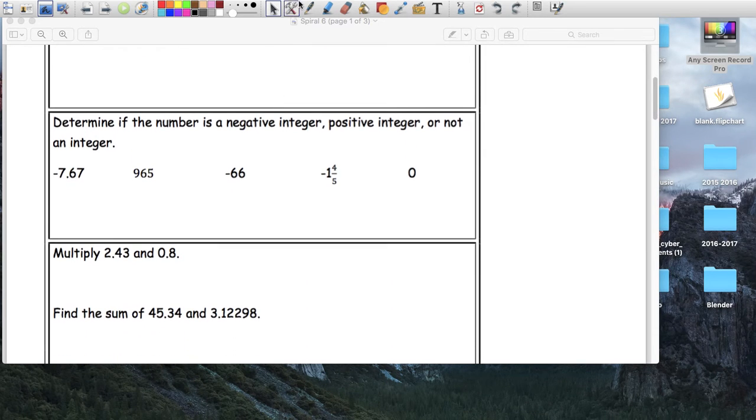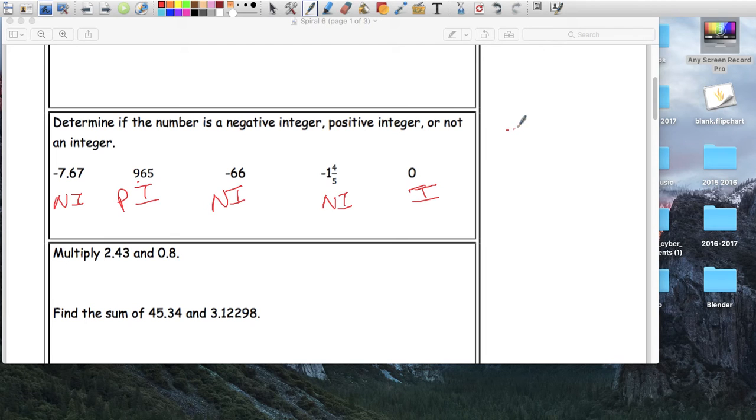Determine if the number is a negative integer, positive integer, or not an integer. 7.67, it's not an integer. 965 is an integer. Negative 66 is an integer. Negative 1 4/5, not an integer. And what's this? 0 is an integer. Oops, I'm supposed to say negative or positive. So: not an integer, not an integer. 965 is a positive integer. Negative 66 is a negative integer. Negative 1 4/5, not an integer, and 0 is just an integer. It's neither positive nor negative.